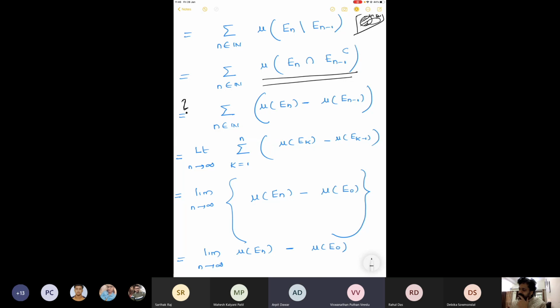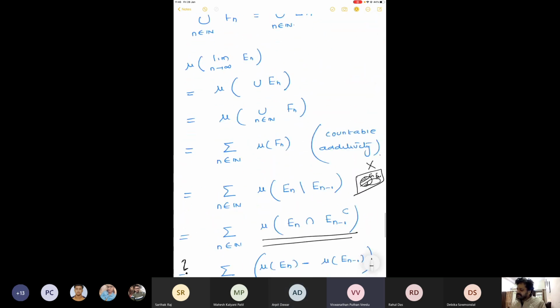After this step, can we say directly, sir, summation mu of Fn, where you wrote? I don't get which step you are asking. Here, direct apply limit k tends to infinity, summation mu Fn n 1 to k, then it is mu of union Fn n 1 to k, and this is same as Ek. One minute, let me write what you are saying. Can you tell one by one? I want limit of summation k is equal to 1 to n of mu of Fk, n tending to infinity.